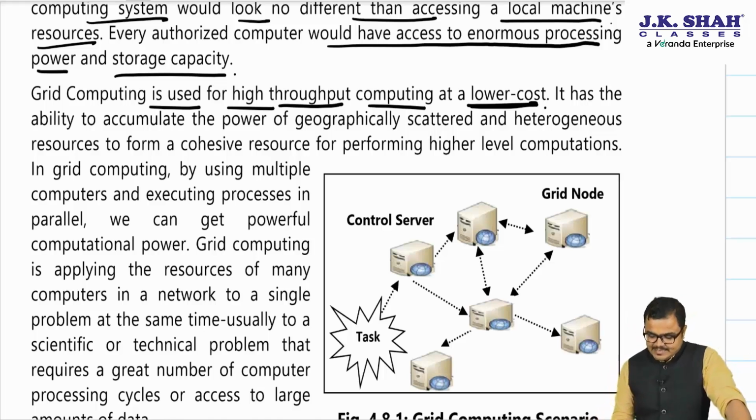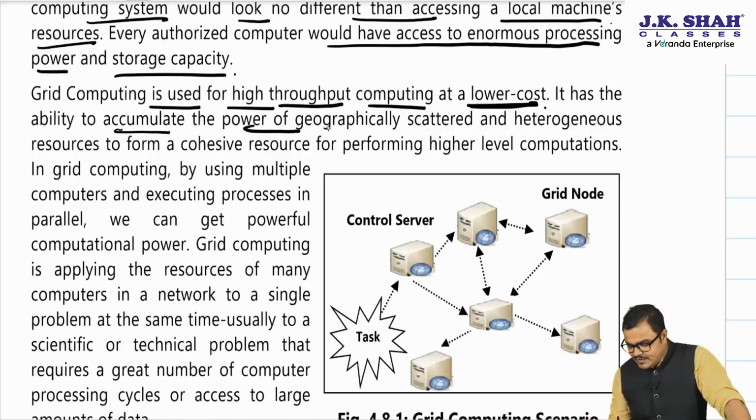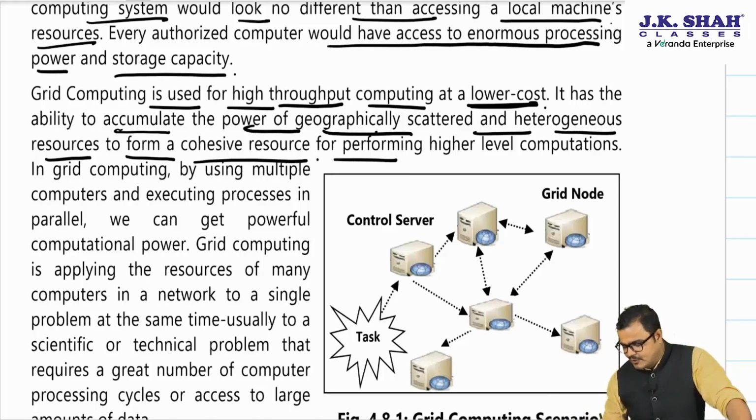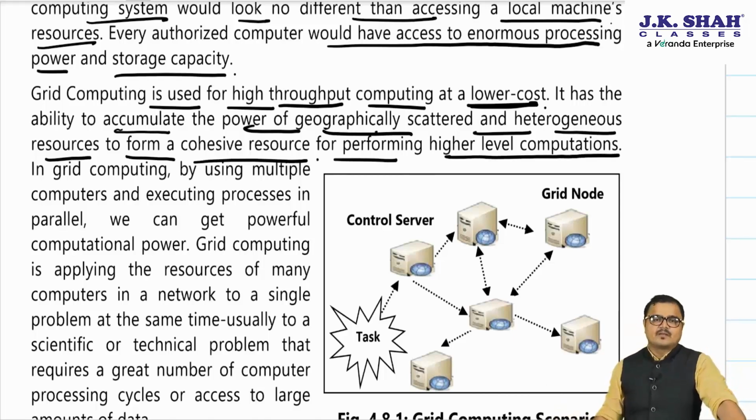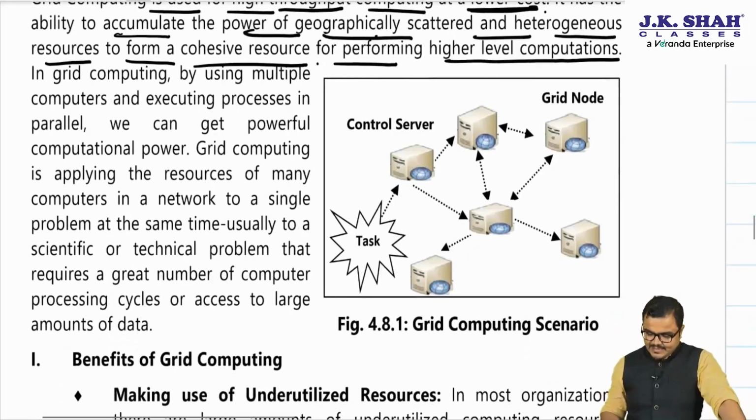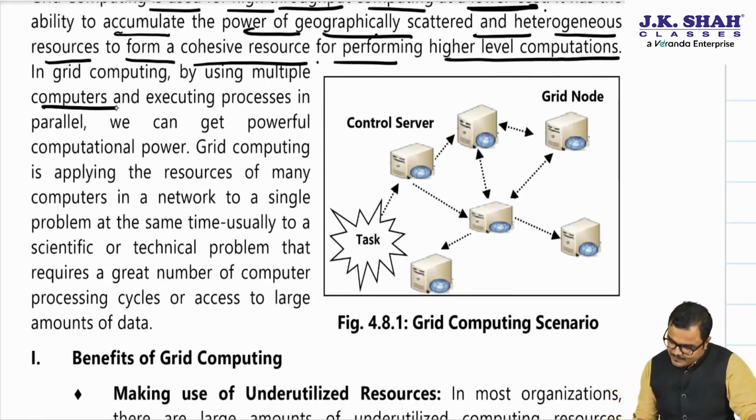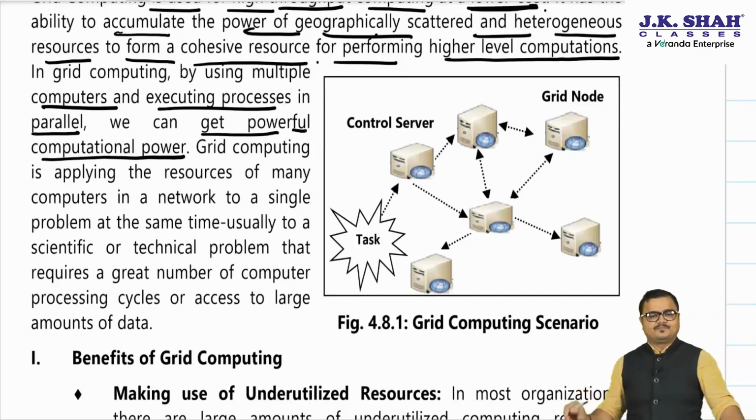Yes, sir. It has the ability to accumulate the power of geographically scattered or heterogeneous resources to form a cohesive resource for performing higher level computation. Huge processing power available with a centralized database management access system. In grid computing, by using multiple computers and executing the processes in parallel, we can get powerful computational power.